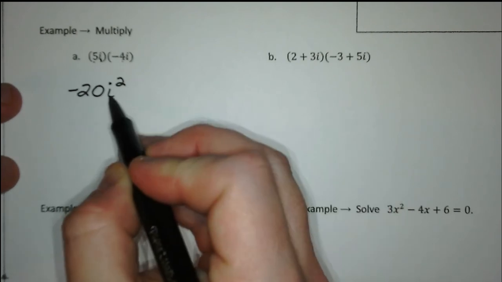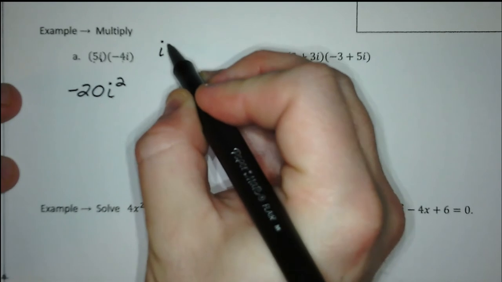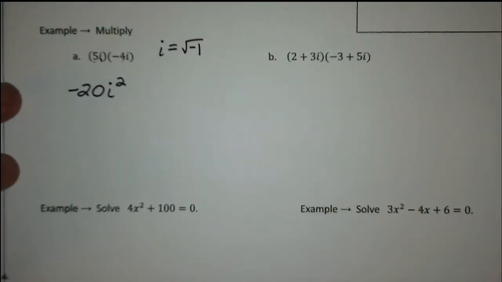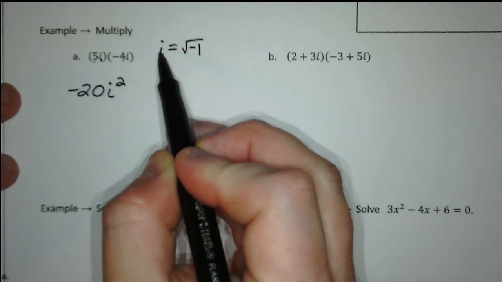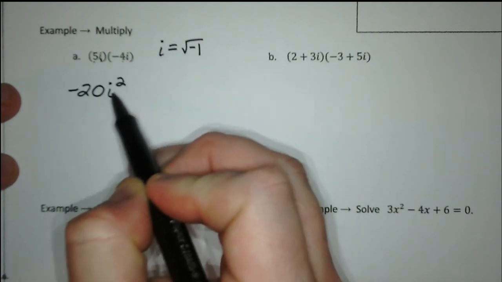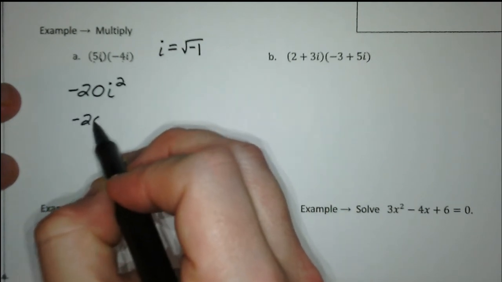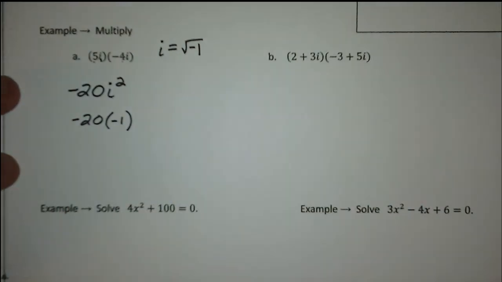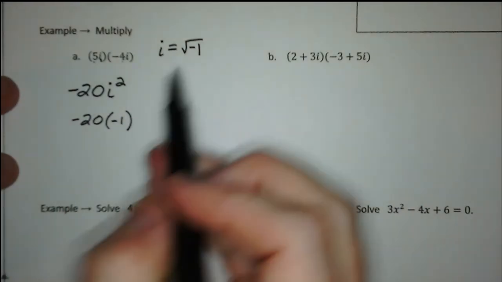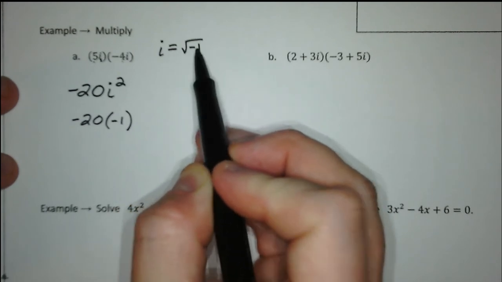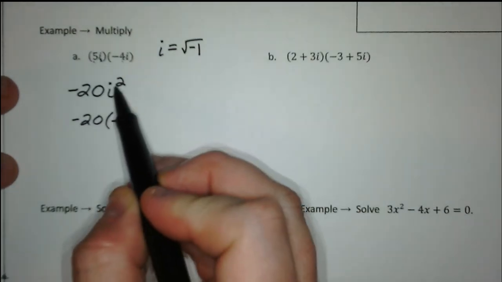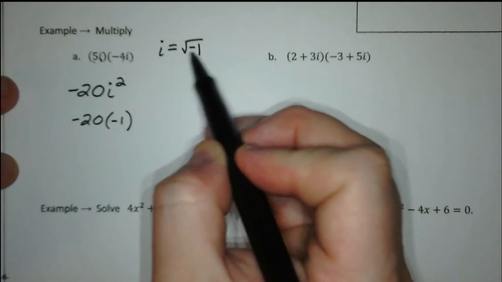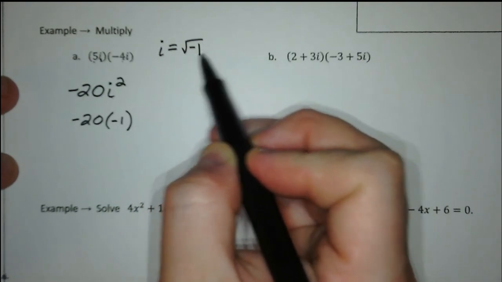Because remember what i is. Since i is defined as the square root of negative 1, if you square that, i squared is literally going to equal negative 1. Just let that sink in for a second. If i is equal to that, then wouldn't it make sense that i squared is just negative 1? Because what if you multiplied a square root times itself?